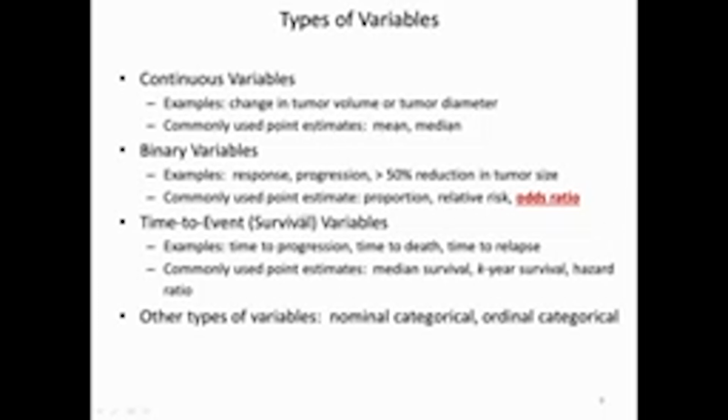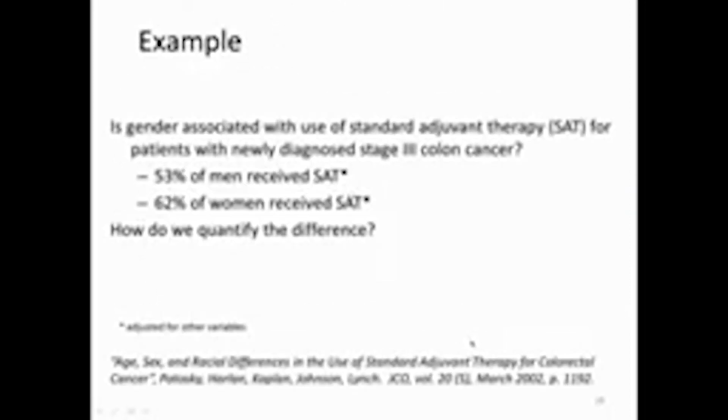Okay, let us not go too much into other types of variables. Time to event variables like time to progression, time to death, time to relapse. Then we use median survival, k-year survival, hazard ratio. Then the other types of variables are nominal, categorical, ordinal. Let us not go into these things. So let us look at an example.